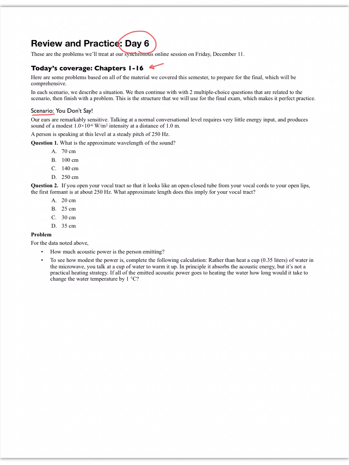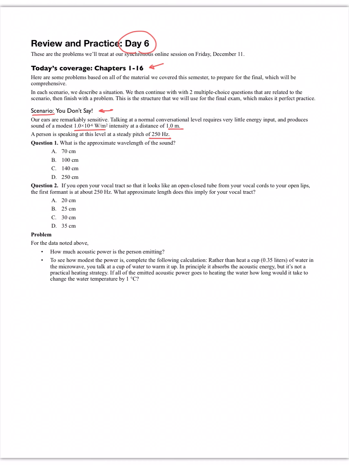First, the first scenario. Our ears are remarkably sensitive, and we've seen that if you're talking at a reasonable level, the intensity is very small at a reasonable distance. Suppose someone is speaking at a steady pitch of 250 hertz at this level. What is the approximate wavelength of the sound?